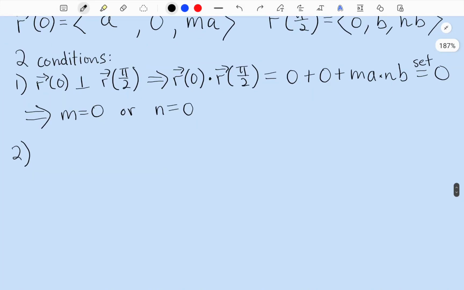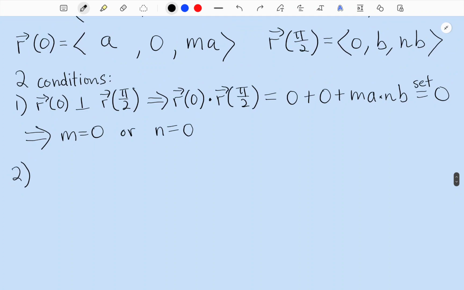What does that mean? It means that their magnitudes are the same, right? So how do you find the magnitude of the first one? It's just a squared plus 0 squared plus m squared a squared, and then you take the square root. But because the magnitudes are equal, the squares of their magnitudes are also equal. So I'm not going to bother writing out the square root, okay?